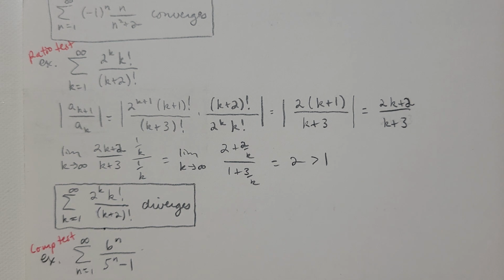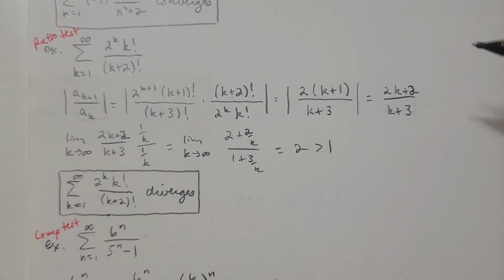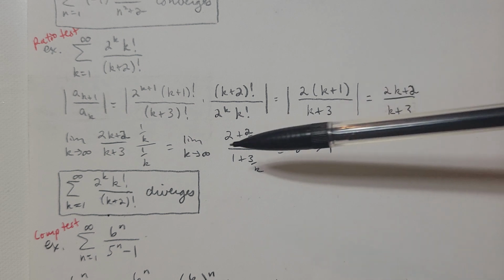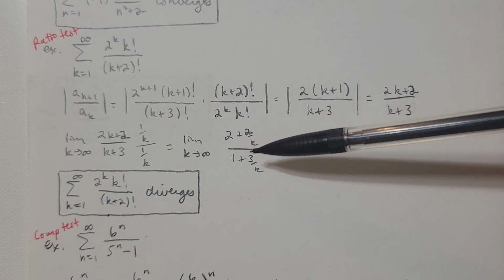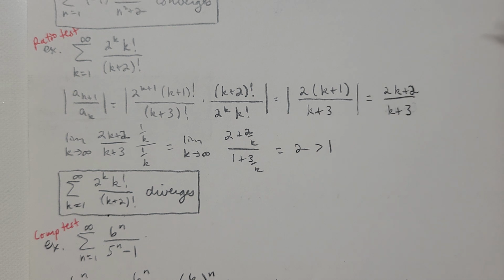Okay? So then the limit as k approaches infinity of (2k+2)/(k+3), I can use L'Hopital's rule if I want, or if I multiply the top and bottom by 1 over k, I'm looking at the limit as k approaches infinity of (2 + 2/k)/(1 + 3/k), which gives me 2. Okay, 2 is bigger than 1.